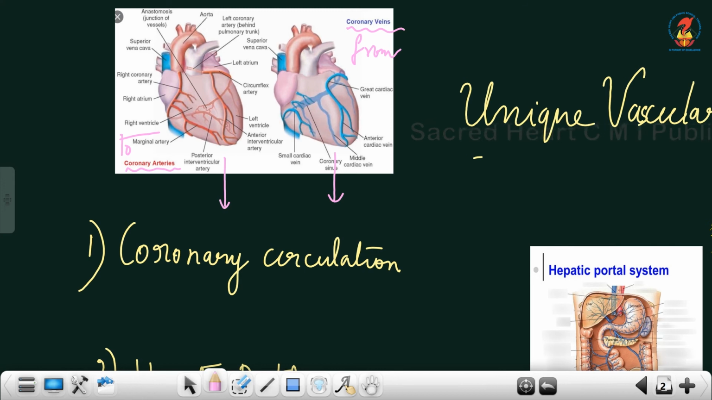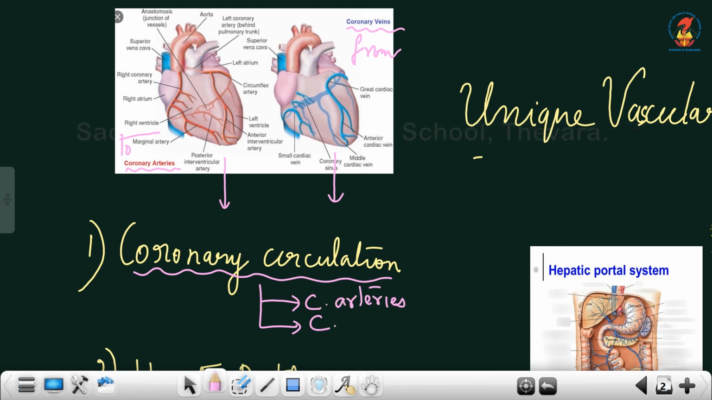Clear? So this is the coronary circulation, which comprises coronary arteries and coronary veins. Coronary arteries supply oxygenated blood to the cardiac musculature, whereas coronary veins drain out or get rid of deoxygenated blood from the cardiac musculature. One is supplying to, the other one is draining deoxygenated blood from it.